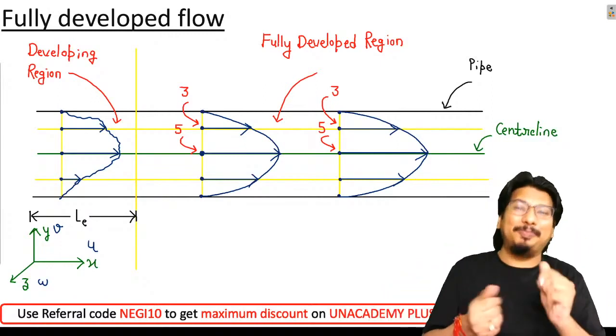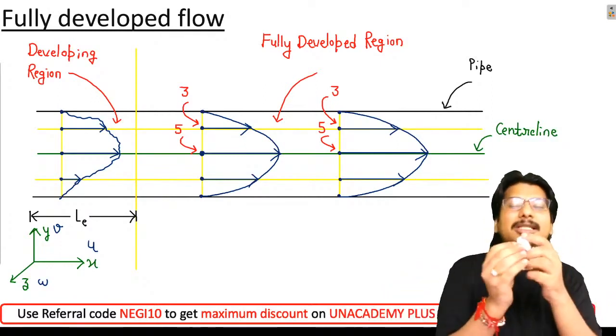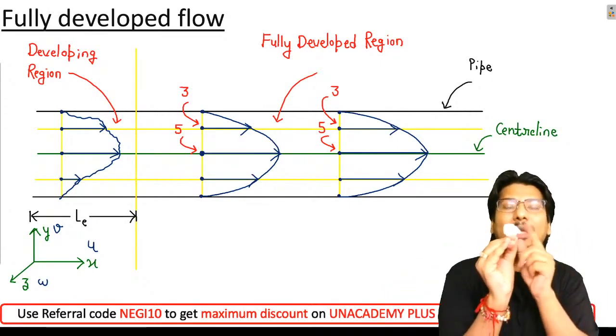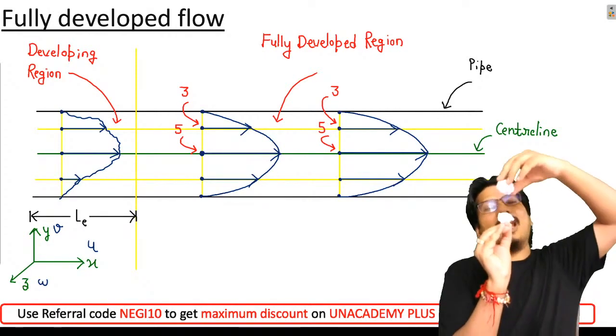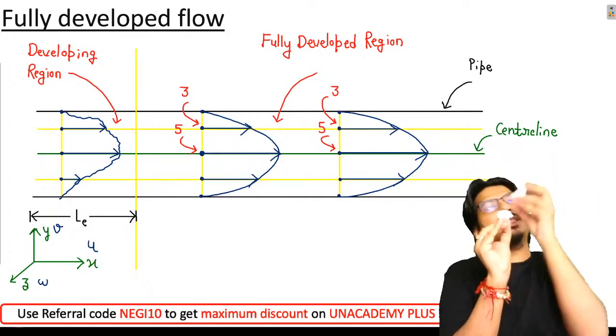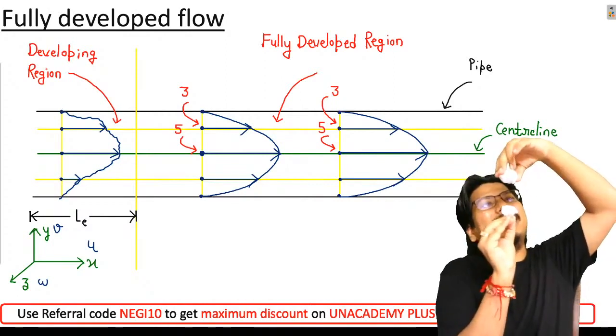Now listen carefully, beta. This is the center line fluid particle. What is the velocity of the center line fluid particle? I have given you 5 meter per second. This is the fluid particle which is above it in the y direction.